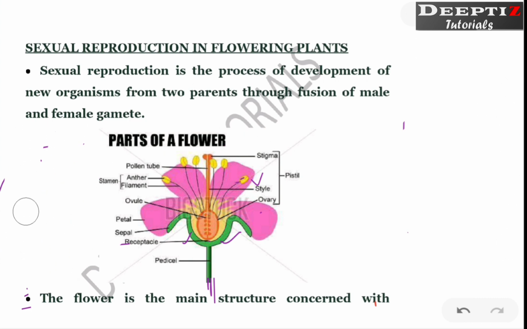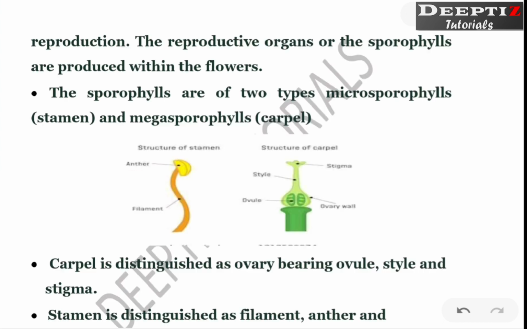So how many whorls are there? Which are the essential whorls? What is pistil? What is stamen? All these things need to be remembered. The flower is the main structure concerned with reproduction, and the reproductive organs or the sporophylls are produced within the flower. Now, a term has come here, sporophylls. These are nothing but a general term given for reproductive organs.